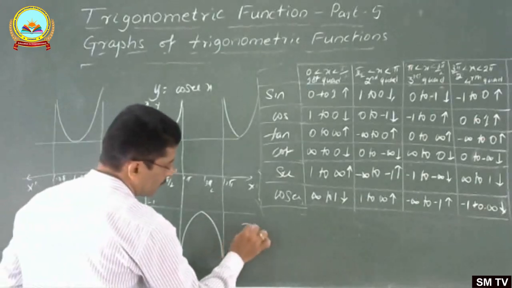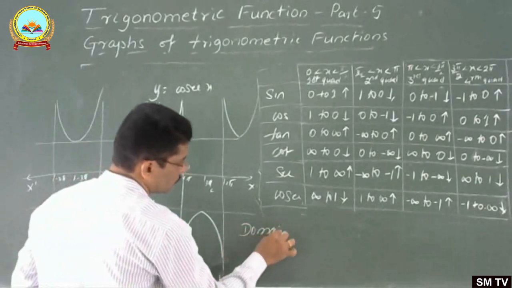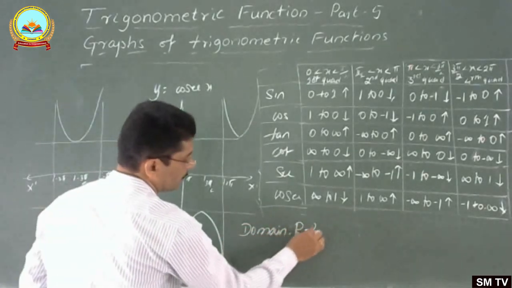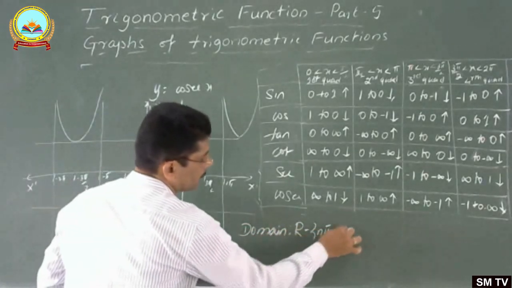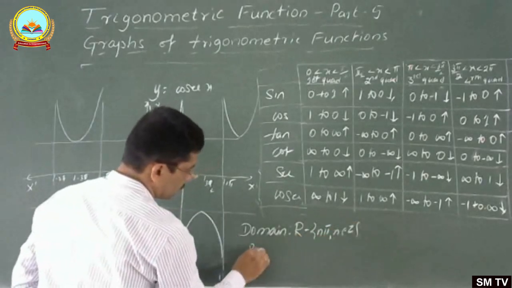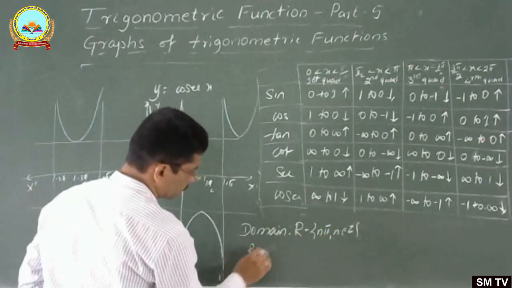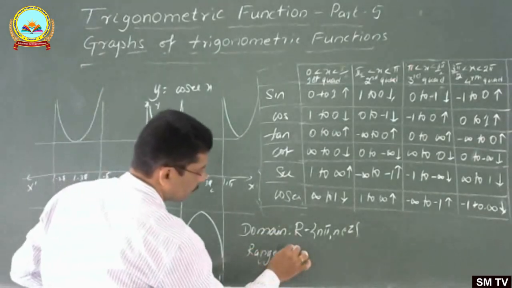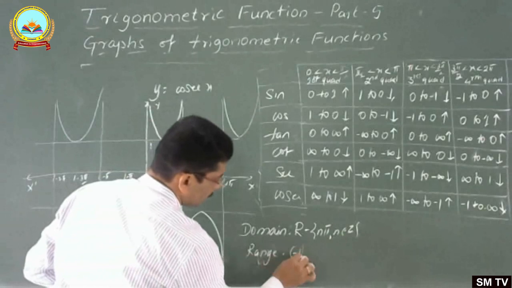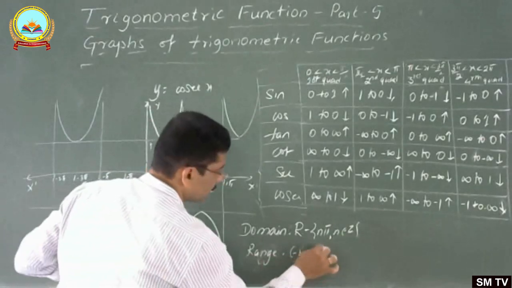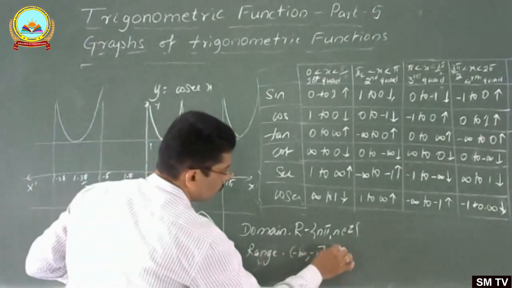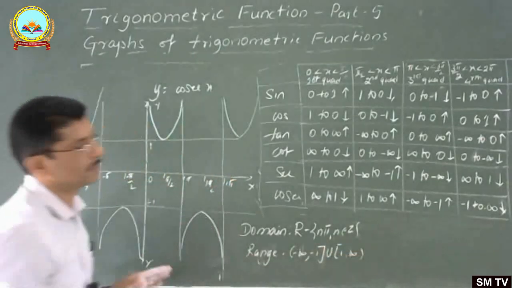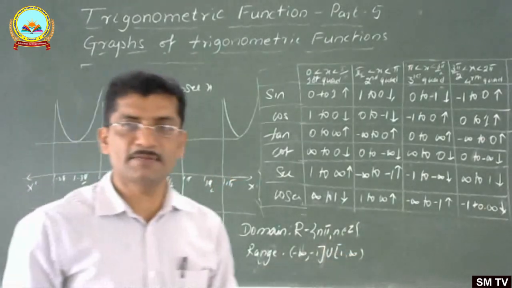Here the domain of this function is the set of all real numbers except integral multiples of pi, and the range is: the curve is above 1 and below minus 1, including 1 and minus 1, that is minus infinity to minus 1 union 1 to infinity. These are the graphs of trigonometric functions.